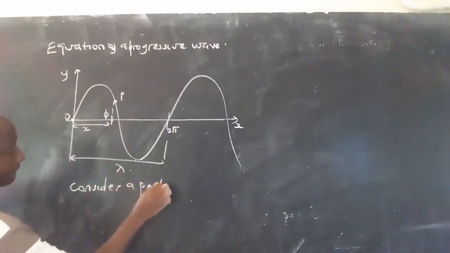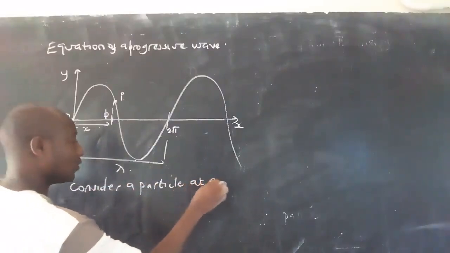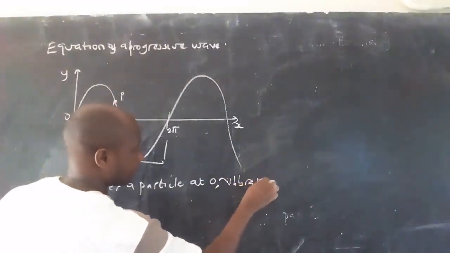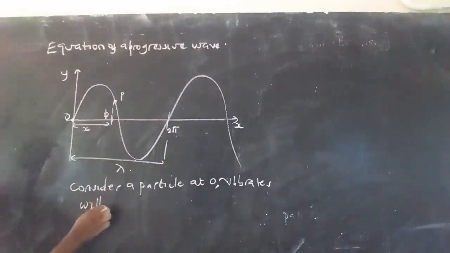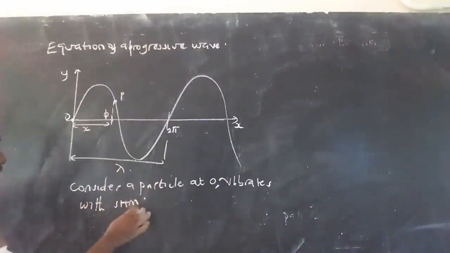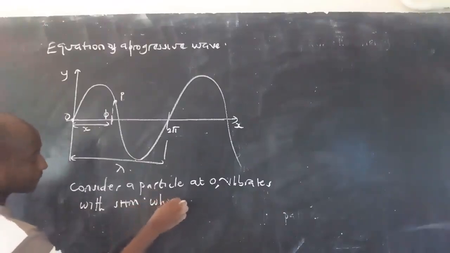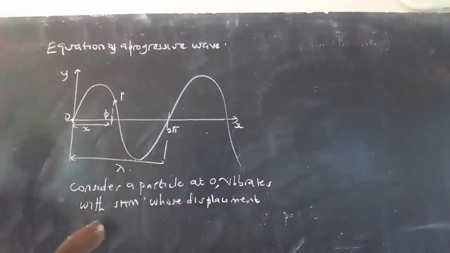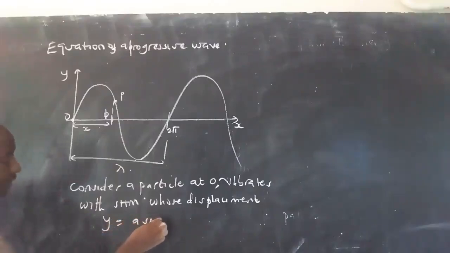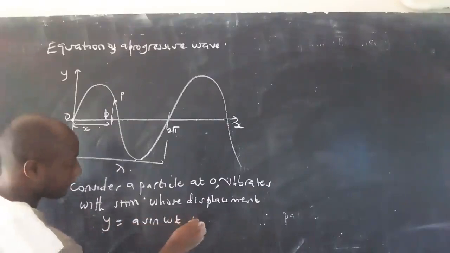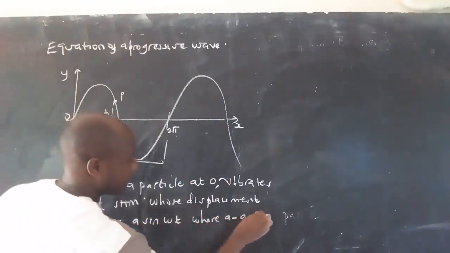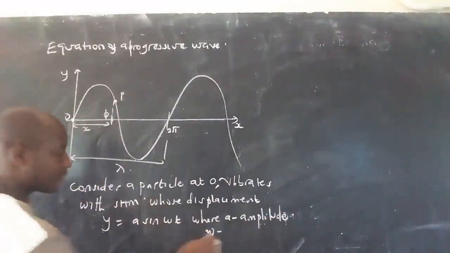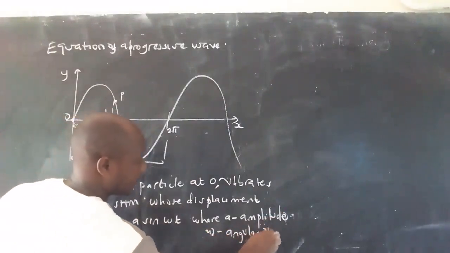So we shall now say that consider a particle at O vibrates in simple harmonic motion, with the to and fro motion, whose y displacement is given by y is equal to a sine omega t, where a is amplitude, okay, and omega is angular velocity.